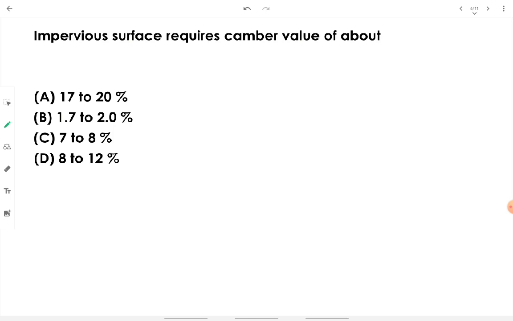Leave all this. First, focus on the question. Impervious surface requires a camber value of about how much? Remember, this is a standard question. The standard value is 1.7 to 2%. So 1.7 to 2% is the camber or cross slope value for impervious surfaces.